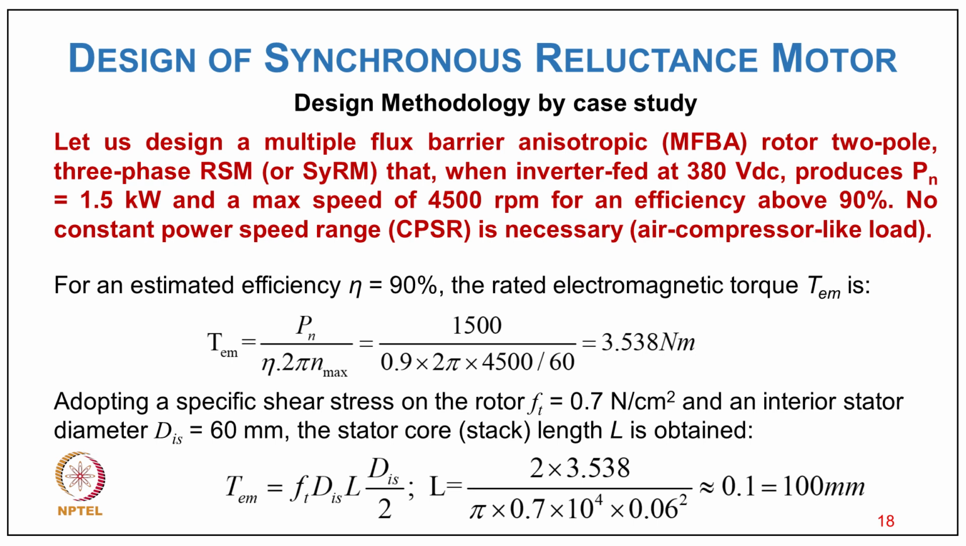So for an estimated efficiency eta equal to 90%, the rated electromagnetic torque is Tn equal to Pn upon eta into 2 pi n max, and putting a value it comes 3.538 Newton meter. Adopting a specific shear stress on the rotor Ft equal to 0.7 Newton meter per centimeter square and interior stator diameter DIS equal to 60 millimeter, the stator core length L is obtained from Tn equal to Ft pi DIS L DIS by 2. L comes, putting a value from there, it comes 0.1, that is 100 millimeter.